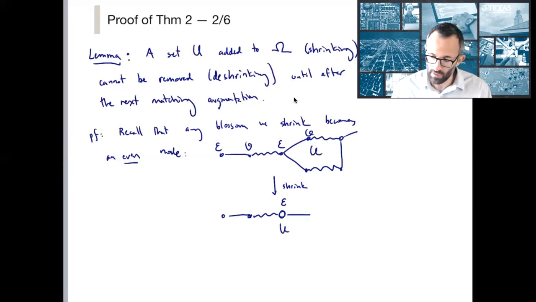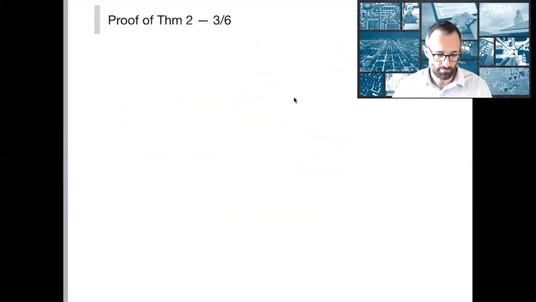So let's see why this is so important. Any blossom that we shrink is a new node that we've added to omega, and we're saying that it is even. Why is this so important, and how is this going to imply our lemma? Well, how do we deshrink?